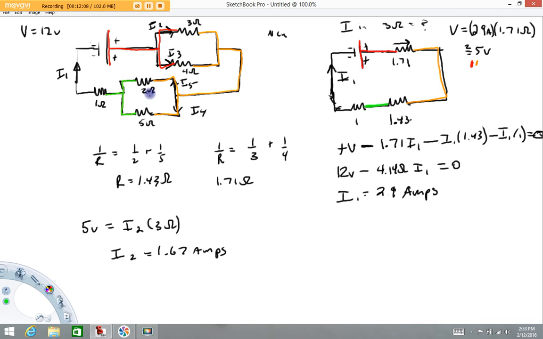So anyway, I hope this video helped demonstrate how to use equivalent resistance to simplify a circuit down and kind of work the problem backwards.